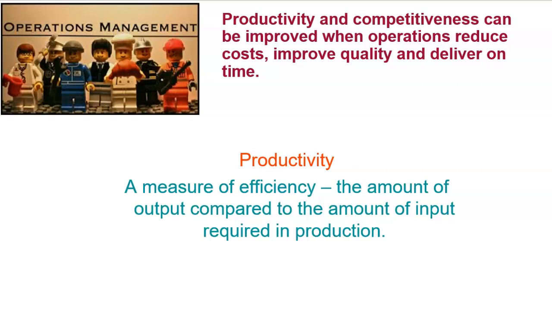Now, if we look at productivity, which is a measure of efficiency, we're trying to increase productivity within an organisation. The measure of efficiency is the amount of output compared to the amount of input that's required in production. Simple as that. That's the measure. So we're trying to either increase the amount of outputs for every unit of input that we put into the production, or we're trying to reduce the amount of inputs we put in, as in save costs in producing the outputs within the operations management system.